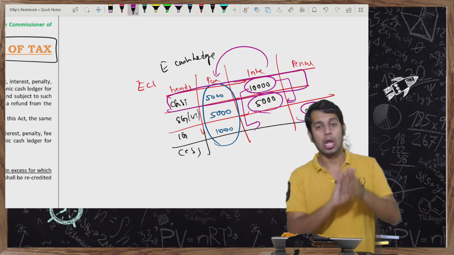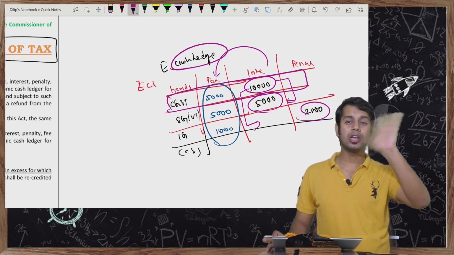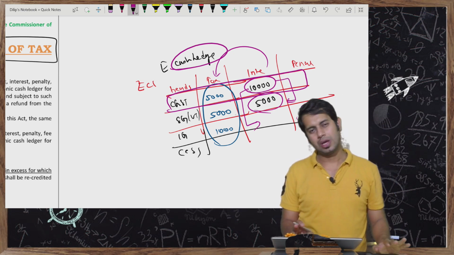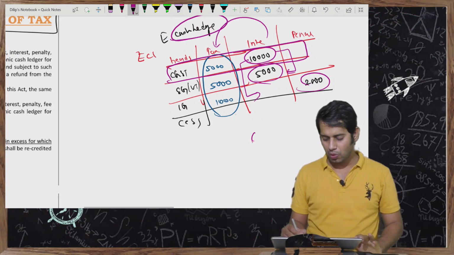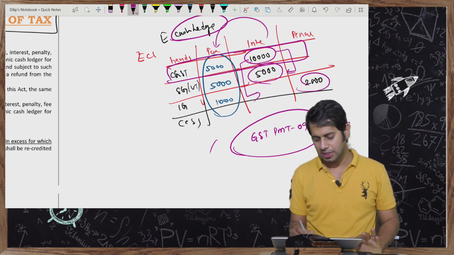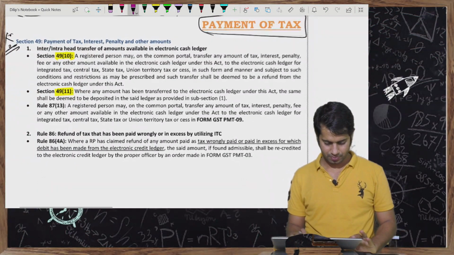Now the transfer of money which is there in the cash ledger, please see, we are talking about the cash ledger, not input tax credit. We are talking about the amount which is there in your cash ledger. You can transfer within the same head or between two different heads. For this they have notified a form, GST PMT-09, important for your MCQ, very important for your MCQ.